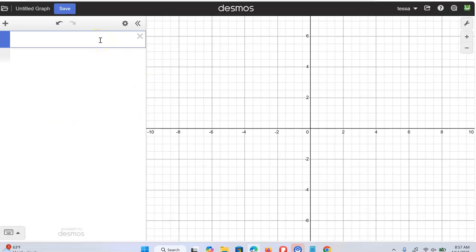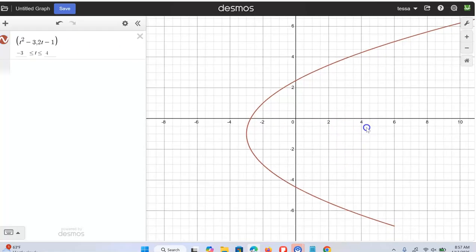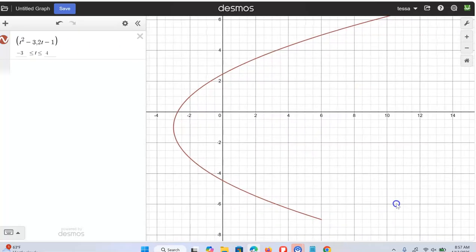So to graph parametric equations in Desmos, I'm going to use parentheses. My x-coordinate is defined by t squared minus 3. And then my y-coordinate is defined by 2t minus 1. And I'm looking at what's happening between -3 and 4 for t. So there's my parameters.